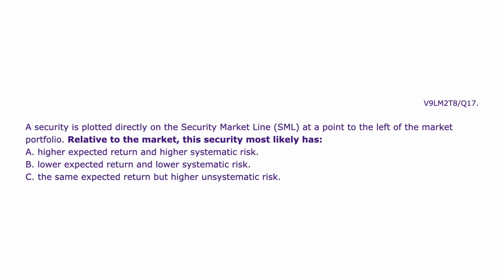A security is plotted directly on the security market line, SML, at a point to the left of the market portfolio. Relative to the market, this security most likely has A. Higher expected return and higher systematic risk, B. Lower expected return and lower systematic risk, C. The same expected return but higher unsystematic risk.